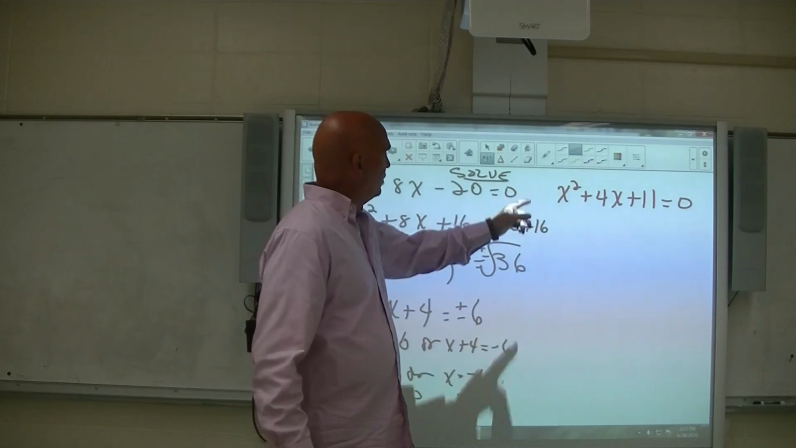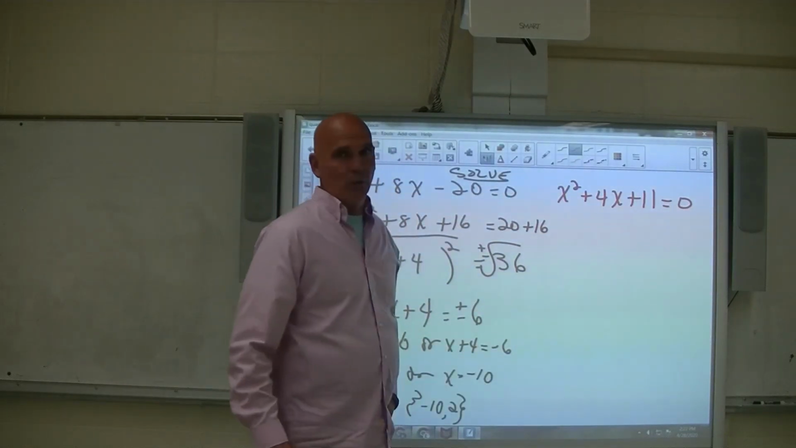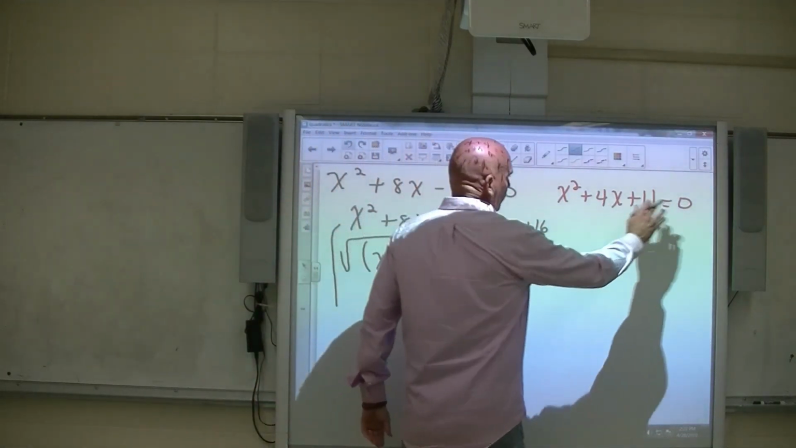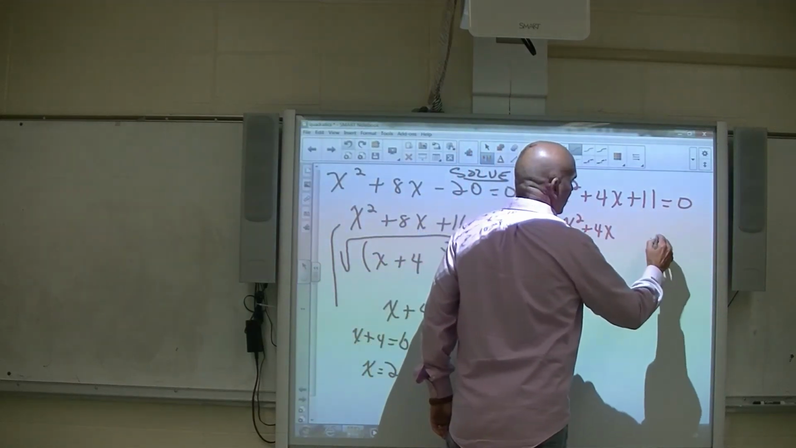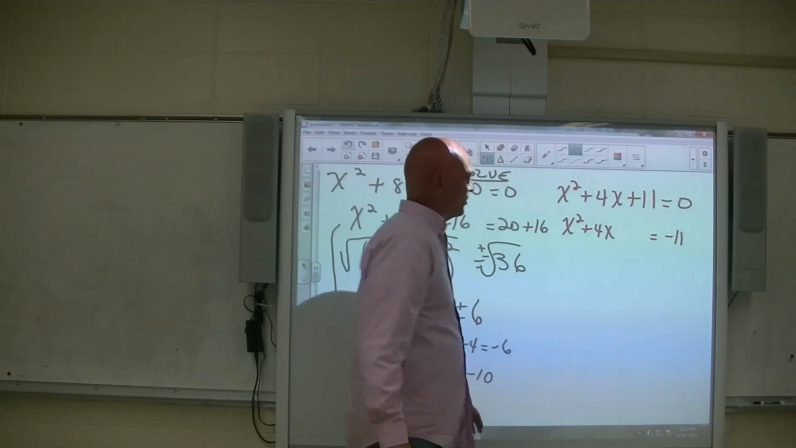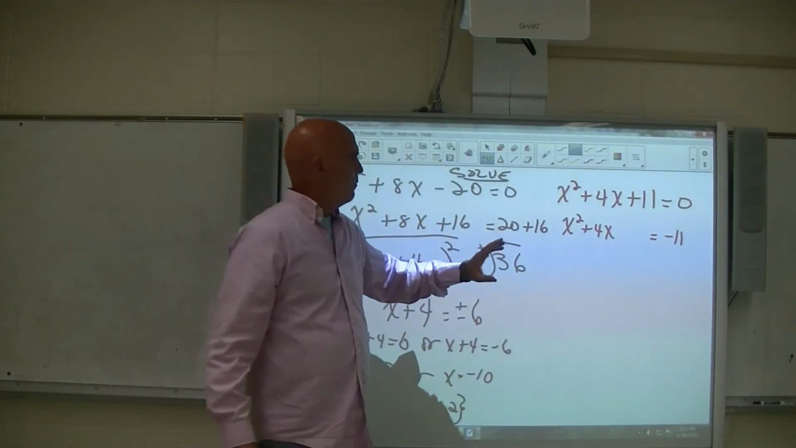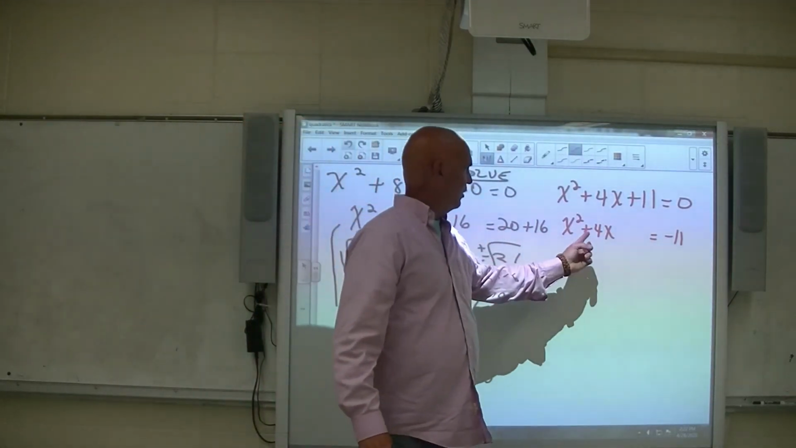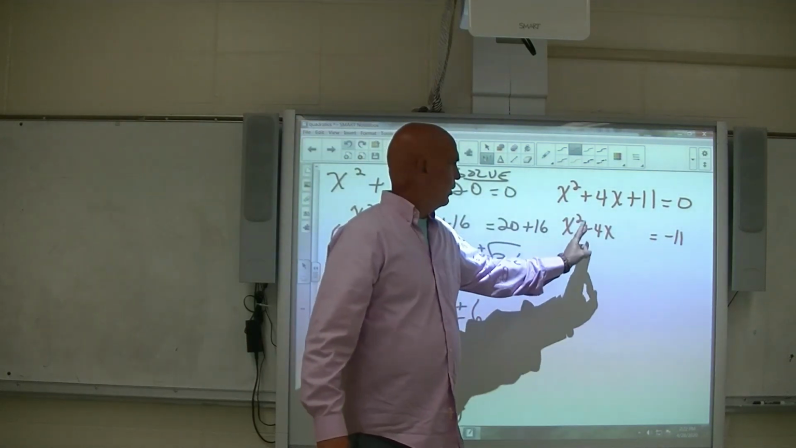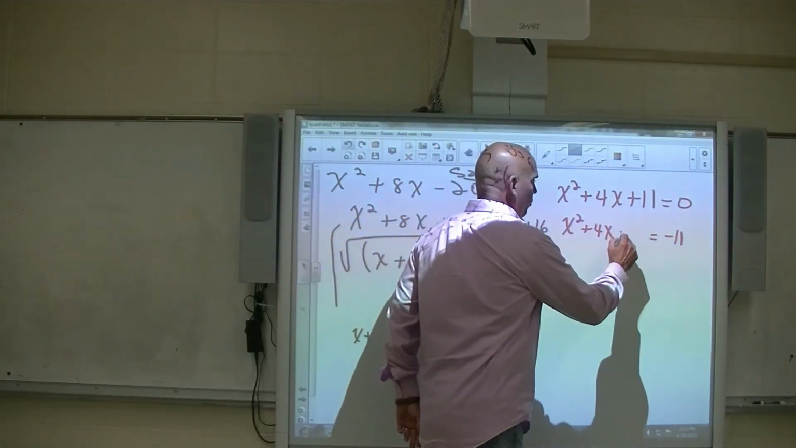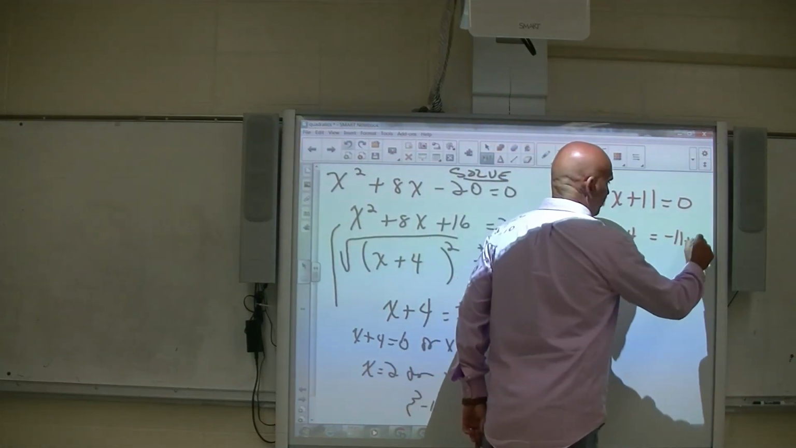Okay, so solving this one right here by the same token, okay? So first thing we do, get rid of the 11. So we create a space for ourselves. So we got 4x here. You have to subtract 11 from both sides. Create that space over there, because in there you're going to want to put your special number. The number that you get is going to be, take half of 4 and then square it. 2 squared is 4, so you want to add 4 to both sides.